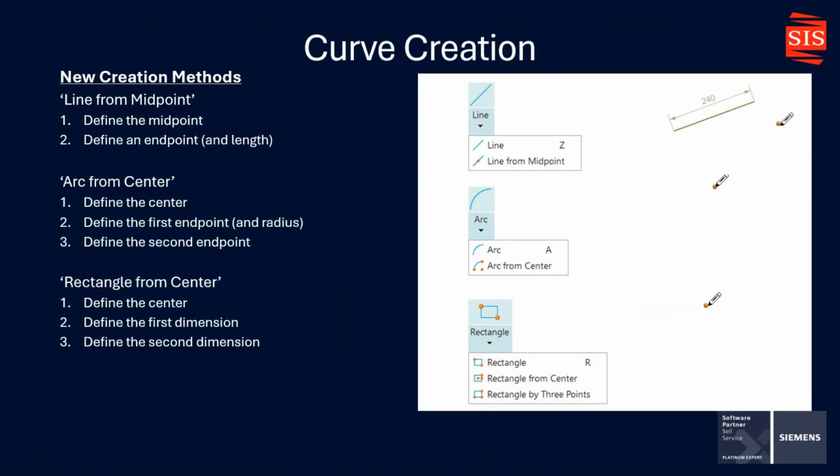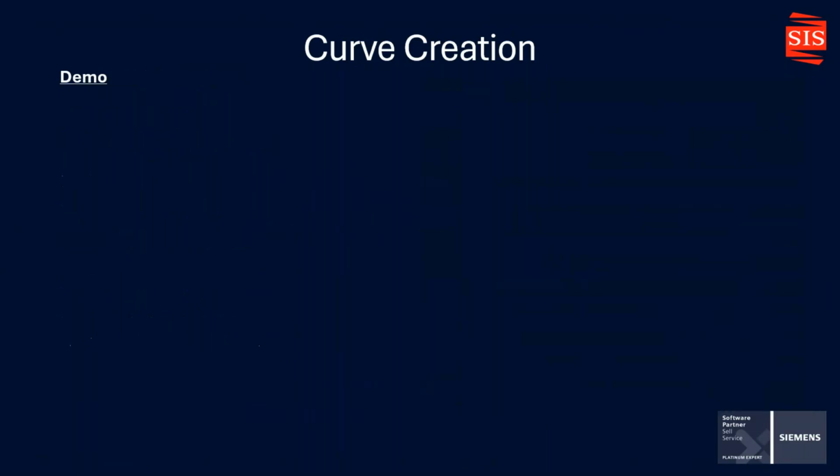And in a similar manner, we have arc from center. You're going to create the arc by defining the center, an endpoint, a second endpoint, and thus defining the radius of that arc. And then rectangle from center is going to be very similar to line from endpoint. You're going to start off by doing the line from endpoint, and it's actually going to create a reference line there. And then you're going to create a second dimension to define that rectangle. So some nice new curve creation methods.